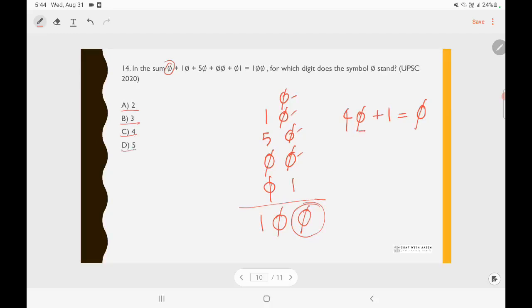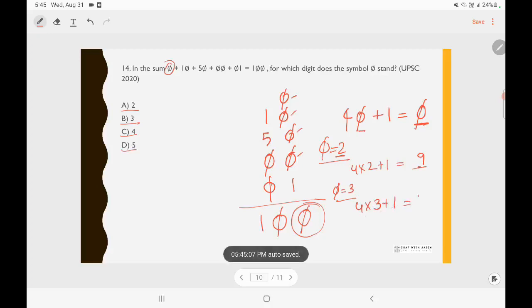Okay, so if you substitute 2, 4 into 2, so if the symbol is equal to 2, 4 into 2 is 8 plus 1, that is 4 into 2 plus 1, you will get 9. But here it should be 2, it is 9, so this is wrong. Now if you substitute 3, you will get 4 into 3 plus 1, that is 12 plus 1, 13, right? So here again, if it is 3, this is also coming 3. So this can be the answer.